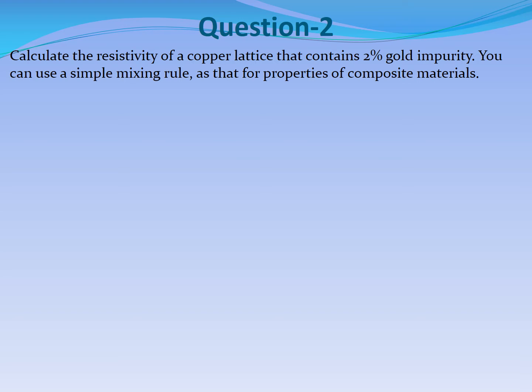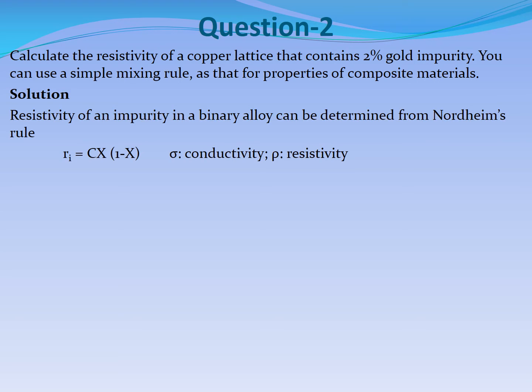Then you know Nordheim's rule and this and that, everything is clear to you. So let us see. Now again, if your solution was right, repeat it. If your solution was not very right, repeat it before you go further. So we know that resistivity of an impurity in a binary alloy can be determined from Nordheim's rule.